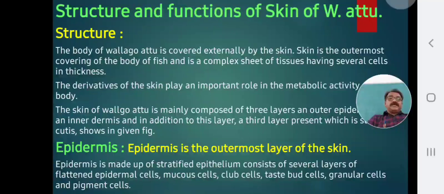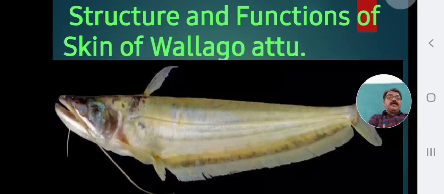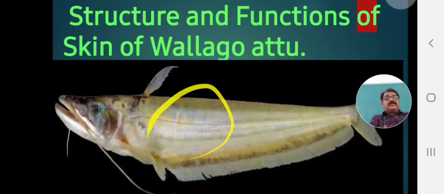The epidermis consists of several layers of cells, that is, flattened epidermal cells, mucous cells, club cells, gland cells, taste bud cells, granular cells, pigment cells, supporting cells, and the basement membrane. All these cells and layers are present in the epidermis, that is, in the skin of Wallago.